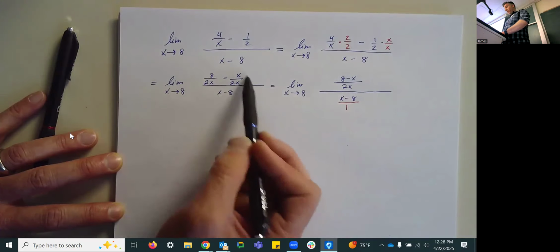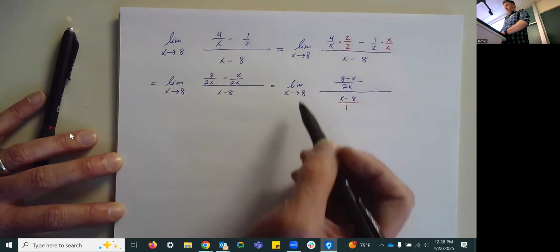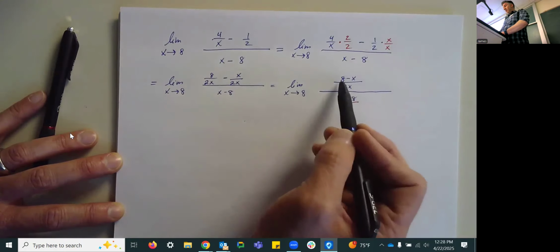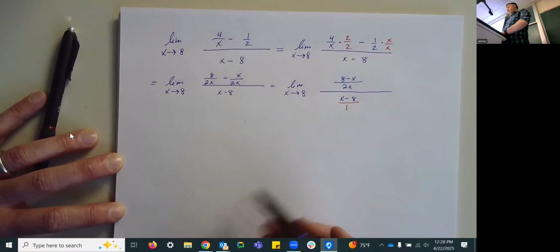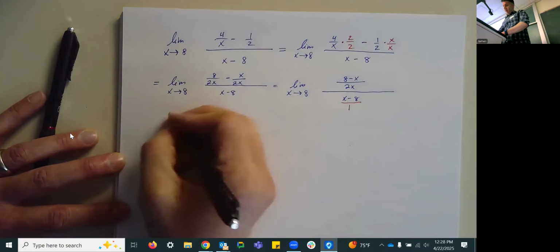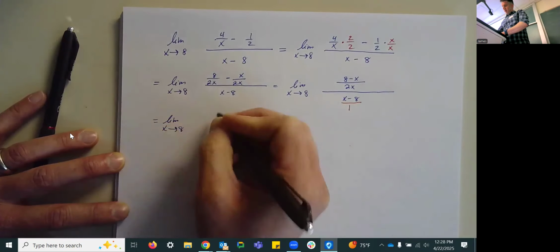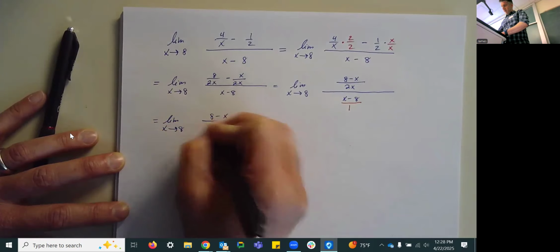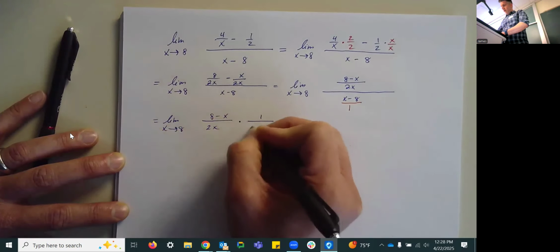And then we can simplify the numerator by subtracting those fractions together, making it one fraction, and having the limit as x approaches 8 of 8 minus x over 2x divided by x minus 8. And then I threw in an over 1 there because the next step we're going to flip and multiply. So we're going to rewrite this as the limit as x approaches 8 of 8 minus x over 2x times 1 over x minus 8.